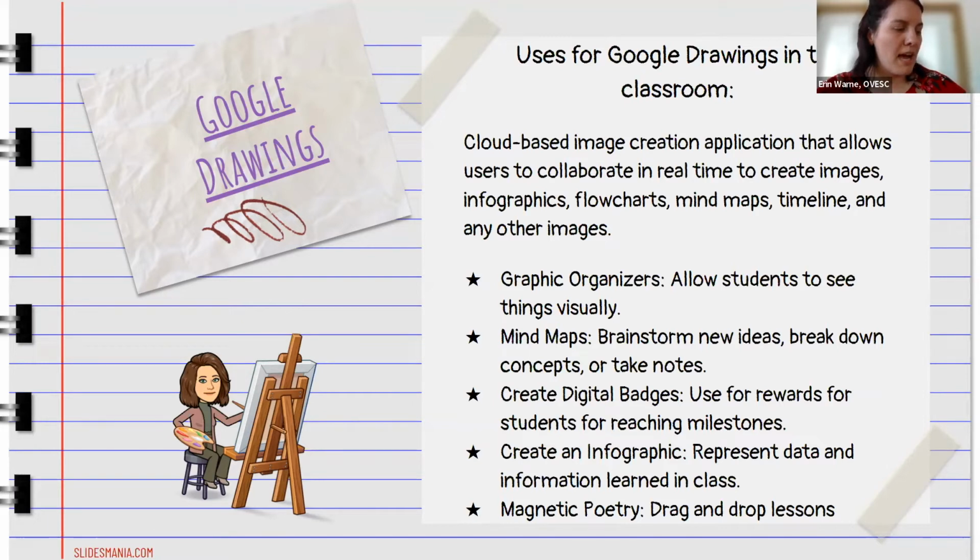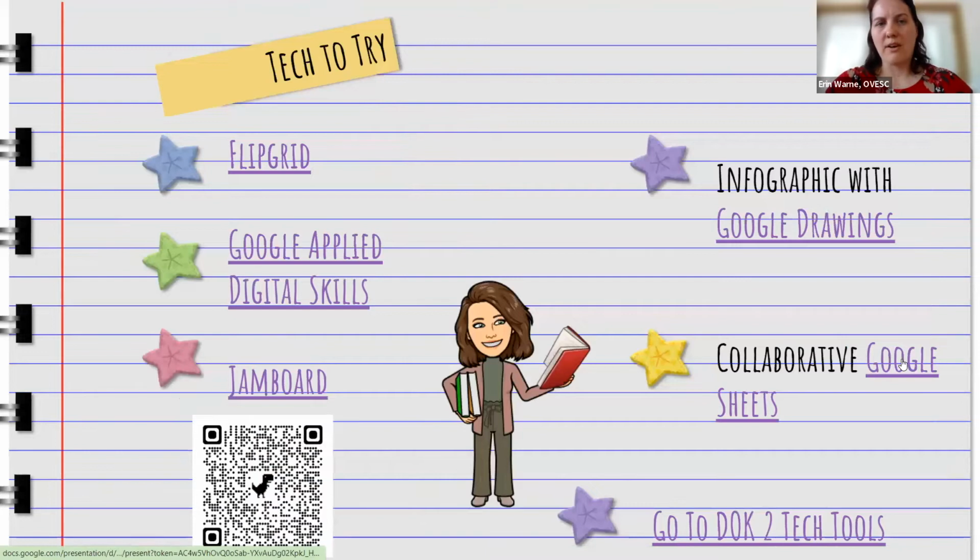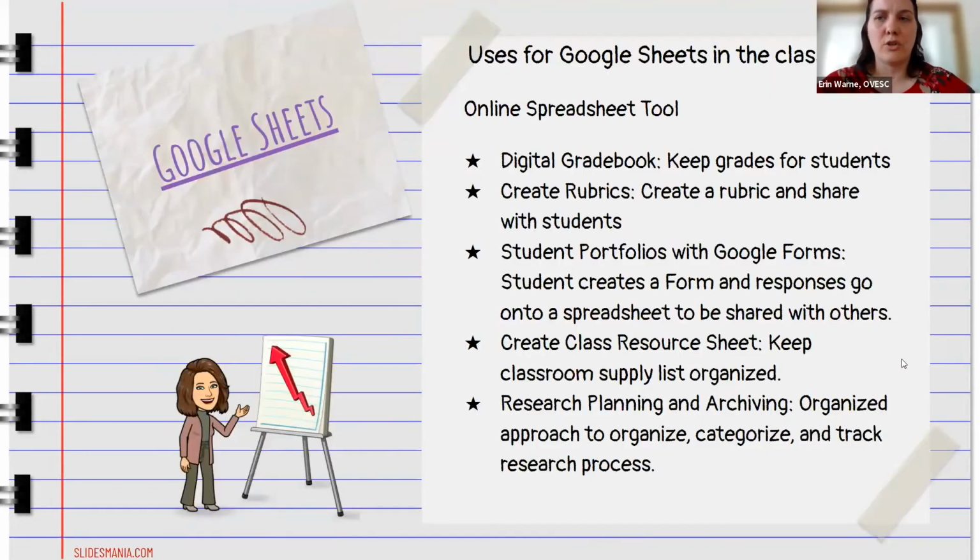Teachers can create digital badges and share them with students when they reach learning milestones. So maybe if they meet their AR goal, you could make a little badge and send it to them, and then they could be all happy with it. Google Drawings can be used to create infographics to represent data and concepts learned in class. Drag and drop lessons and activities can be used. And sometimes you might just want to do another brain break activity and say, hey, let's just get on Drawings and see what we can create, and allow the students to be creative. So that's Google Drawings.